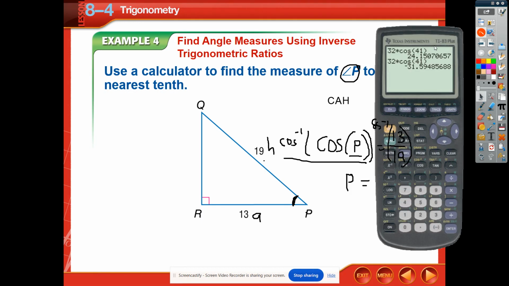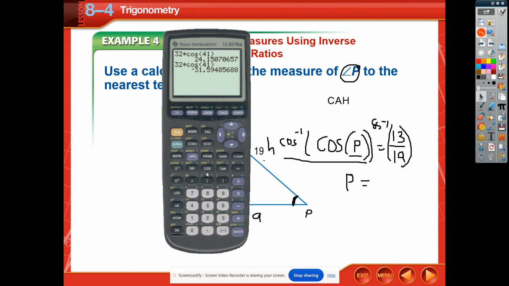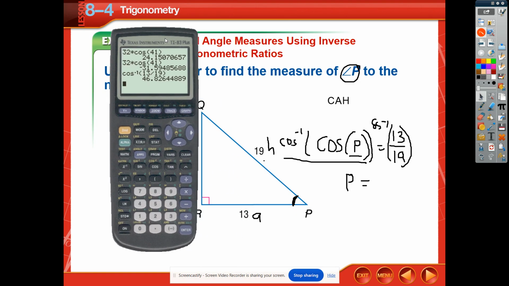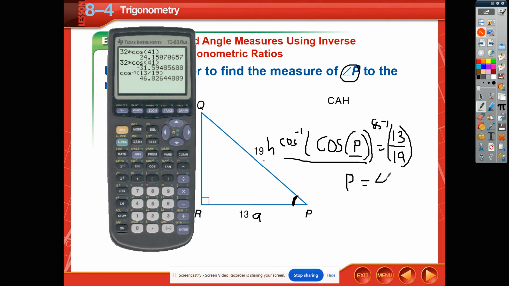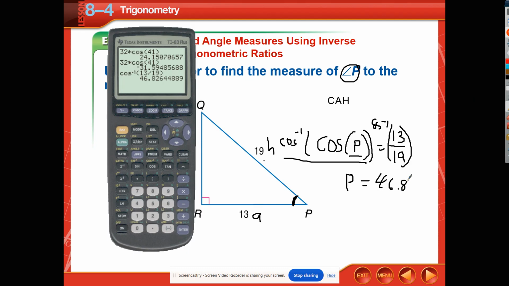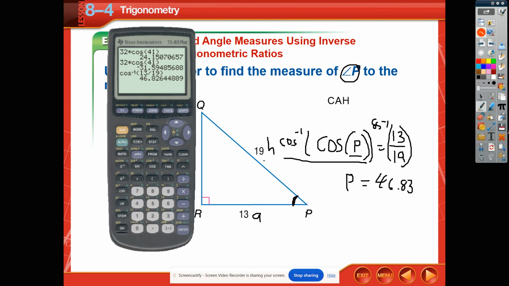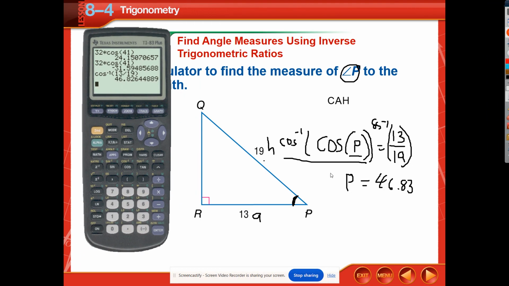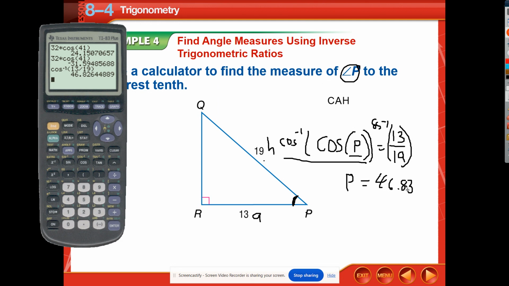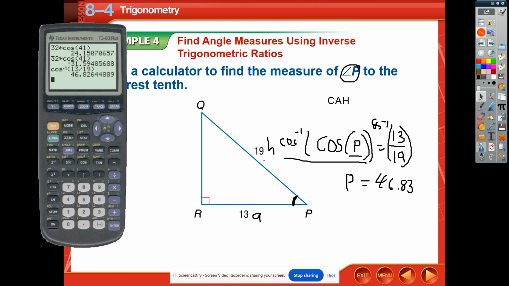So let's do that. Where's cosine inverse? Well, it's right on the cosine button, but you just click the second button first. So there's your cosine inverse. It is 13 over 19. We're going to hit enter, and we get 46.82. So we just round that, 46.83. Okay. And that's how you use your inverse trig ratios. It did say round to the nearest tenth, so I rounded it too far, but it would just be 46.8.